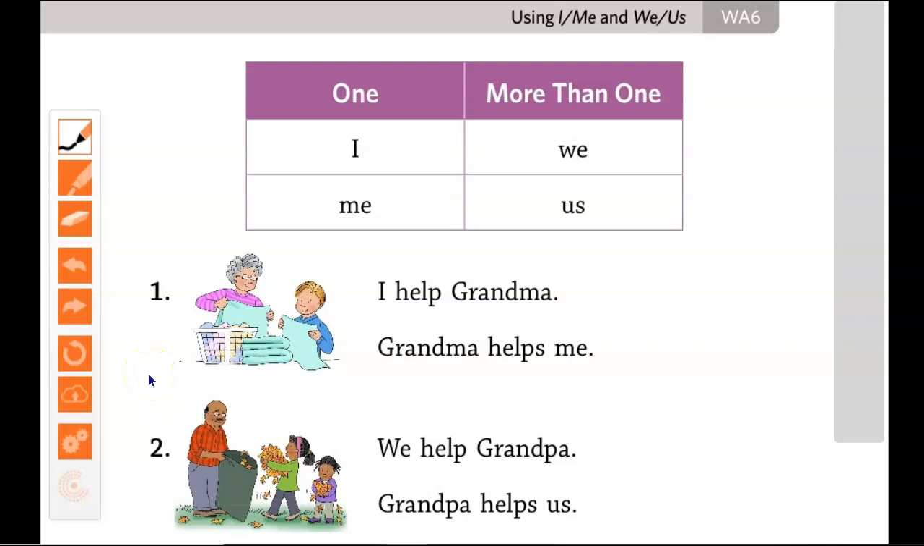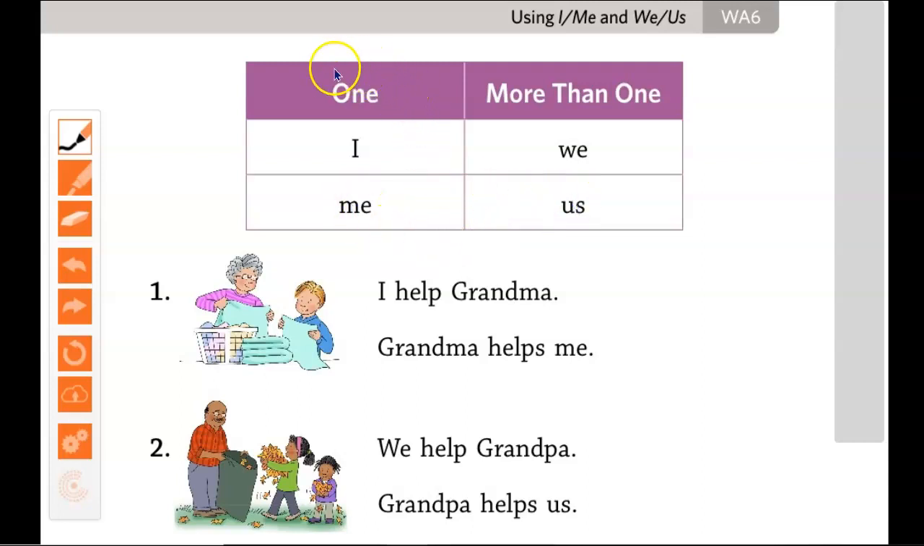Hi guys, last week we learned about pronouns, which are ways to describe ourselves and others. And it's words like I, we, me, and us. And there are some other ones too, but we're going to focus on those four today. I, we, me, and us.